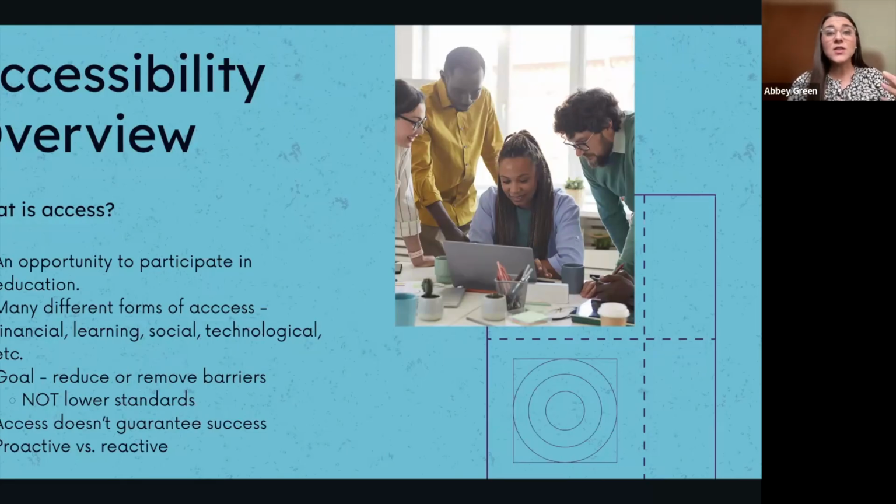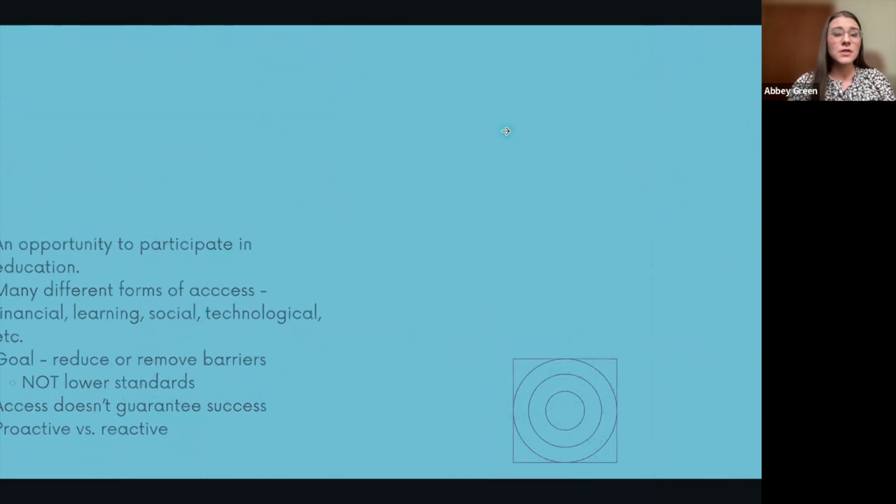But most importantly, this is also a proactive form, right? This is something as a tool that I can give to a student and empower them to reduce or remove their own barriers, rather than them having to react and come to me and say, well, I need an accommodation for XYZ, right? So this is a really important tool for our students.